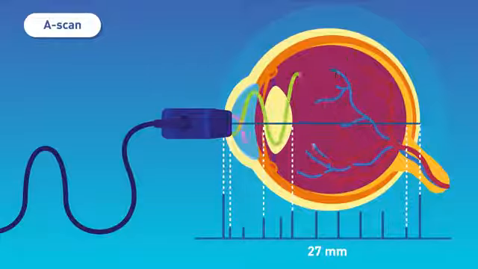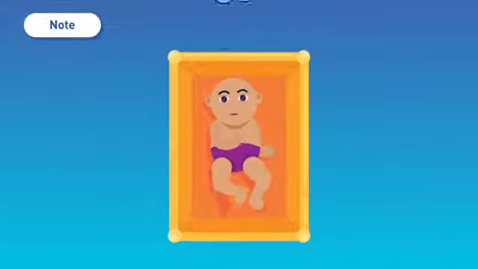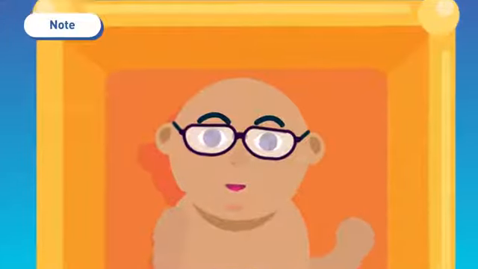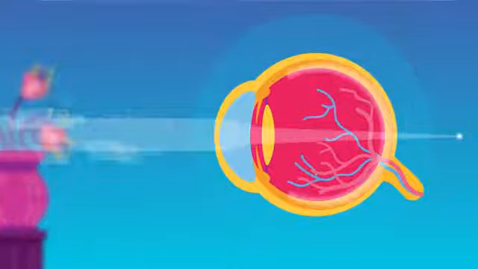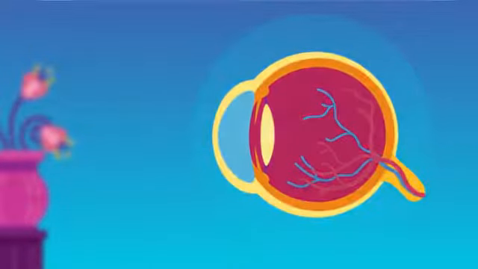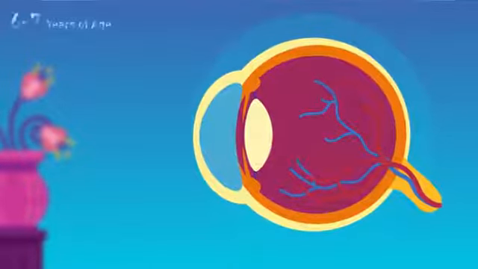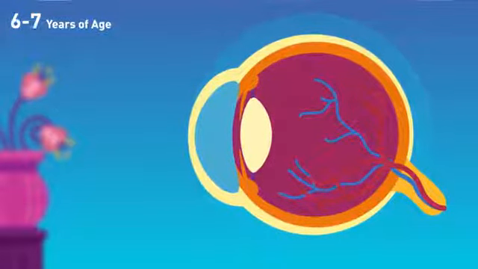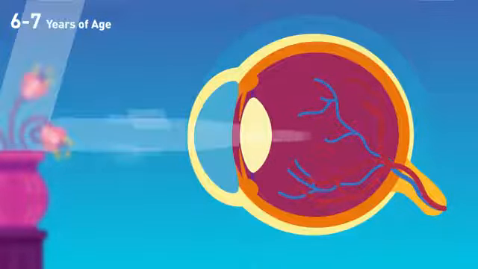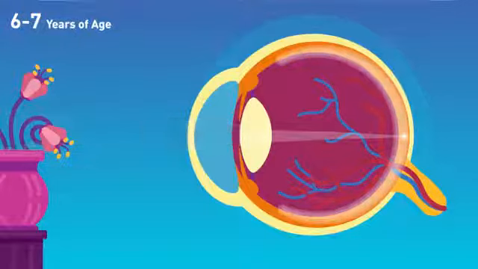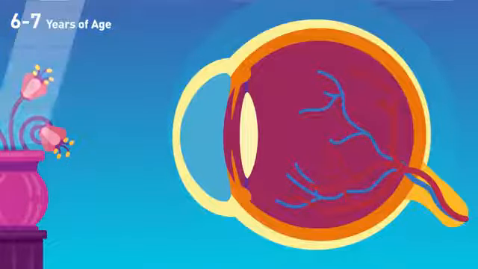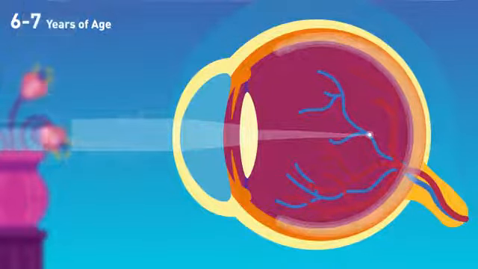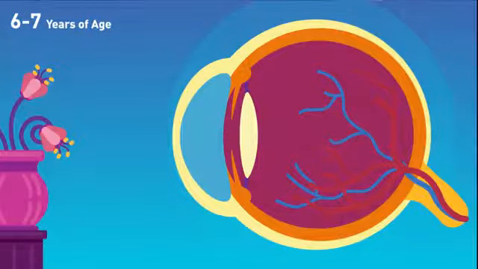Note: at birth, all eyes are hyperopic, plus 2.5 to plus 3 diopters, i.e., light is focused behind the retina. As the eyeball grows, at about 6 to 7 years of age, the eyeball is of normal size and light is now focused on the retina, or emmetropic. In some people, it continues to grow, causing myopia, or light is focused in front of the retina.